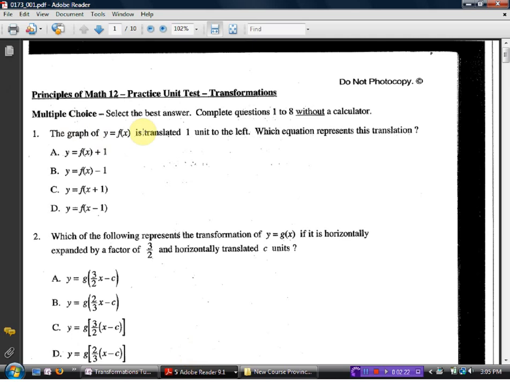Now remember, your provincial and your mock provincials are going to have a non-calculator section, and it's going to be 16 questions. A lot of it will be transformations, because that lends itself to non-calculator questions.